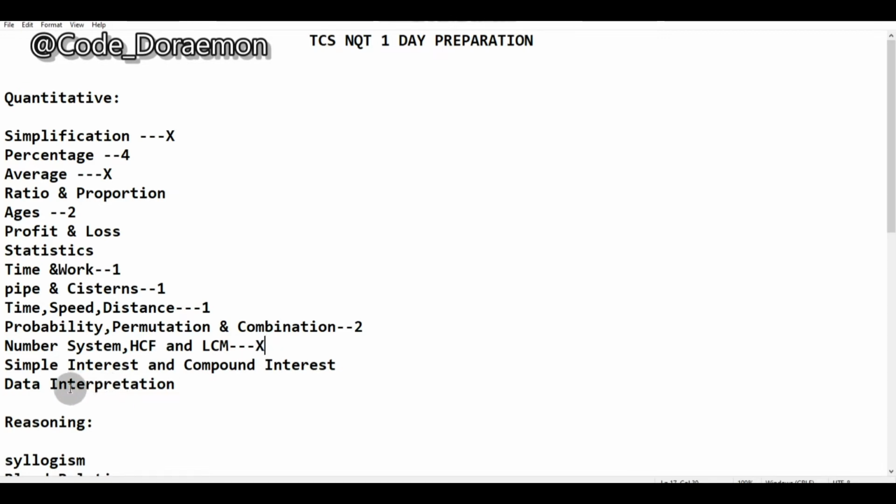So if you have the basic idea of HCF and LCM, that is enough. You don't have to spend time learning this separately. So this is also a big X. Now moving on to simple interest and compound interest.